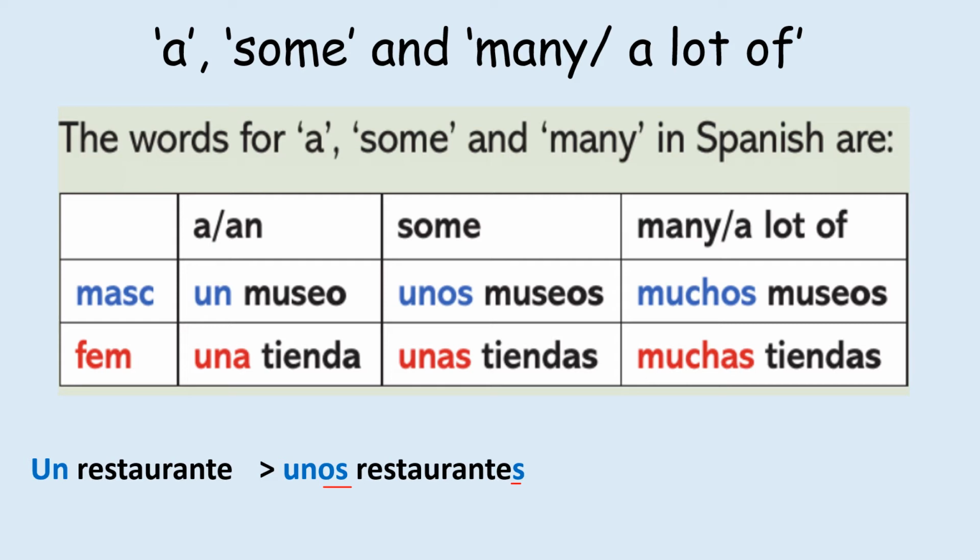So the same for muchos. If I want to say many restaurants, I will say muchos restaurantes. And again, I am adding that S because it's plural.